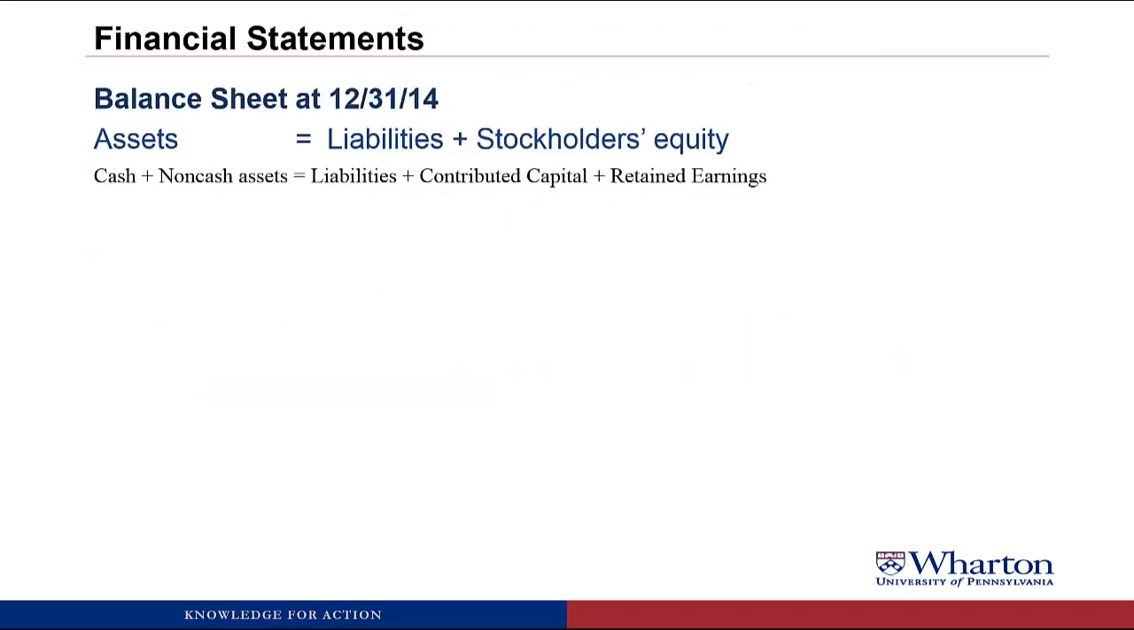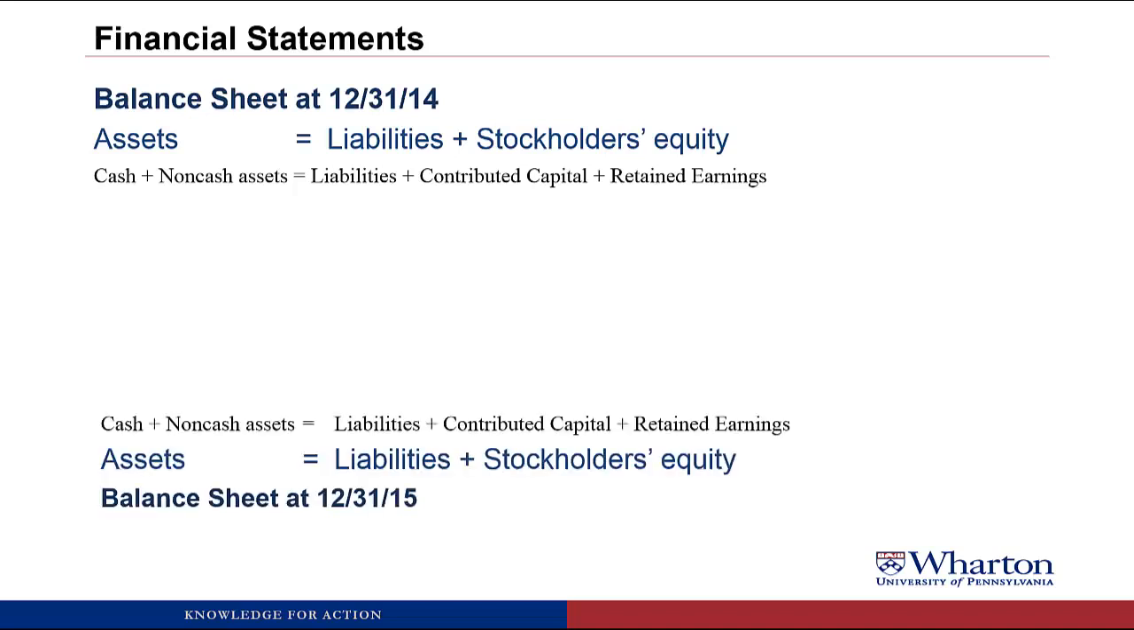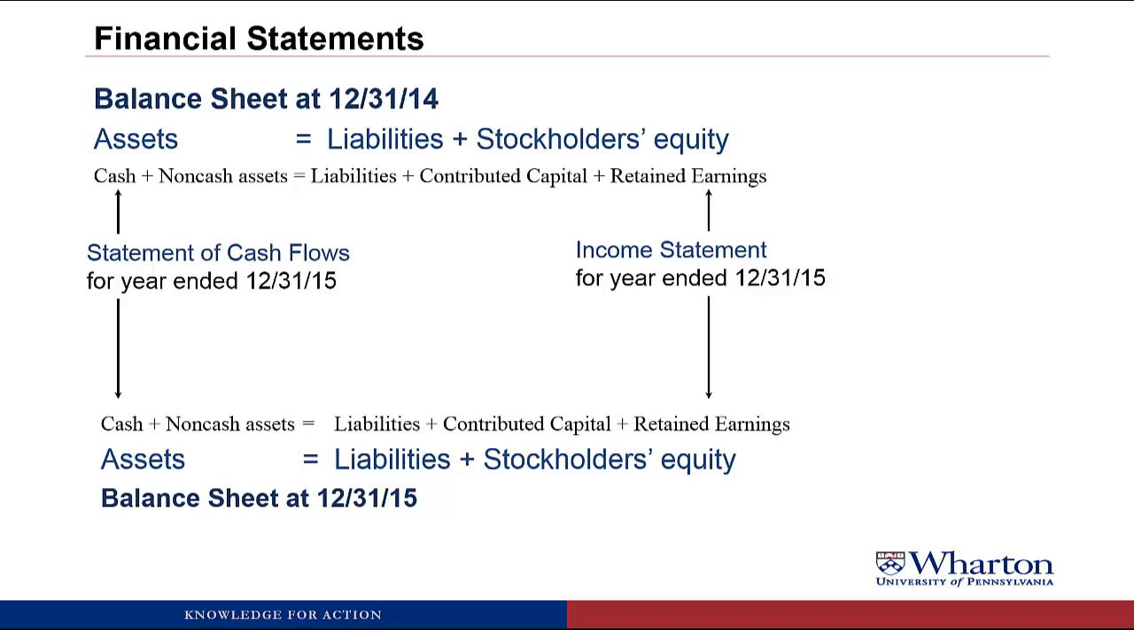So let me show you this graphically. Let's say we have a balance sheet at the end of December 31, 2014. Assets equal liabilities plus stockholders' equity. We'll split the assets into cash and non-cash assets. And we'll split stockholders' equity into contributed capital and retained earnings, which are concepts we'll talk more about in later videos. Then we have a balance sheet at the end of the year. So we've got one at the beginning of 2015, and one at the end of 2015. The difference in the retained earnings is going to be explained in the income statement for the year ended December 31, 2015. And the difference in cash is going to be explained in the statement of cash flows for the year ended December 31, 2015.